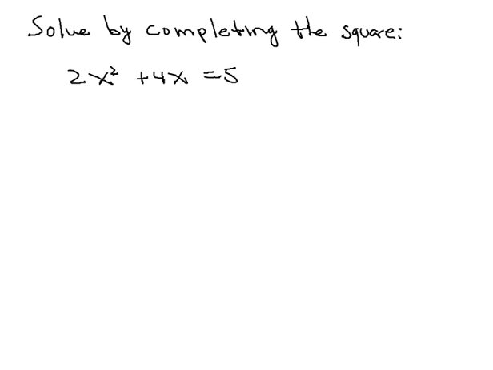Now for our next example, we'll be completing the square: 2x squared plus 4x is equal to 5. Now you might recall a comment that was made a while back that to complete the square, it's important that the coefficient of the x squared term be 1. So what we'll need to do first here is to divide every term in the equation by 2.